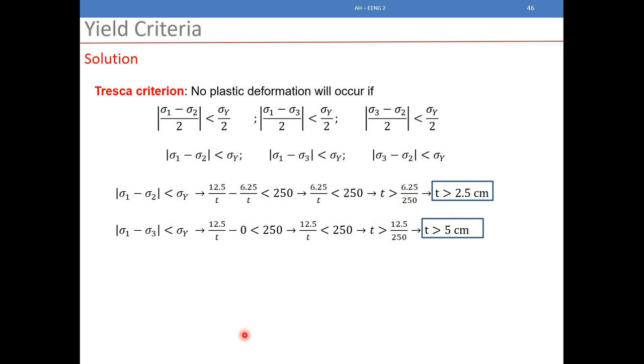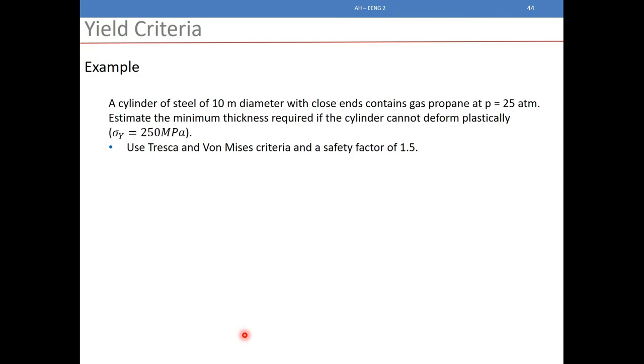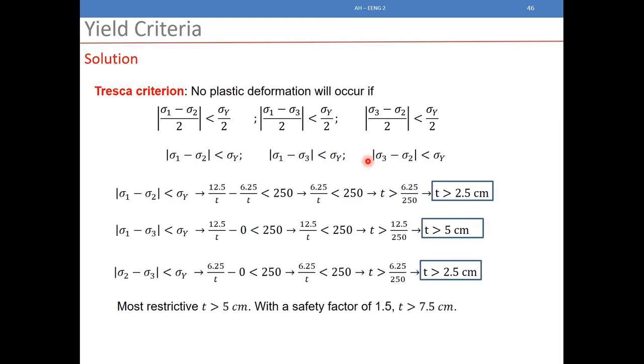Now if you go back to the problem, it's written use a safety factor of 1.5. What does this mean? After we found everything, the thickness should be greater than 5 according to Tresca. With a safety factor of 1.5, we multiply the value by 1.5, so 7.5 centimeters. So when I want to design the cylinder, I need a thickness of at least 7.5 centimeters in order to prevent plastic deformation with some safety. So the theoretical value is 5 centimeters. With some safety, I will use 7.5 centimeters.